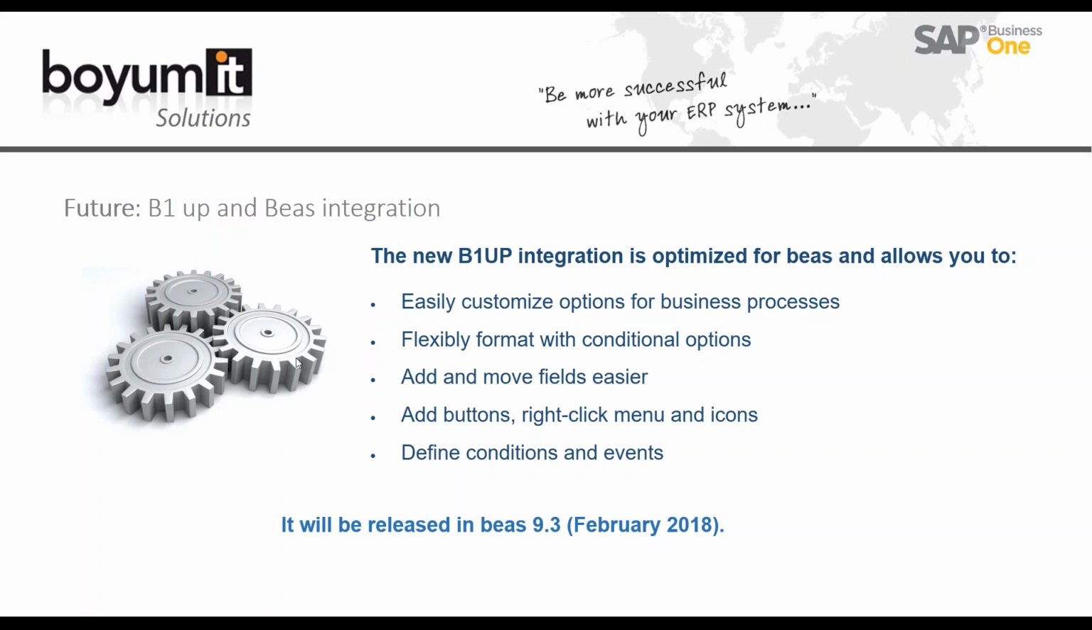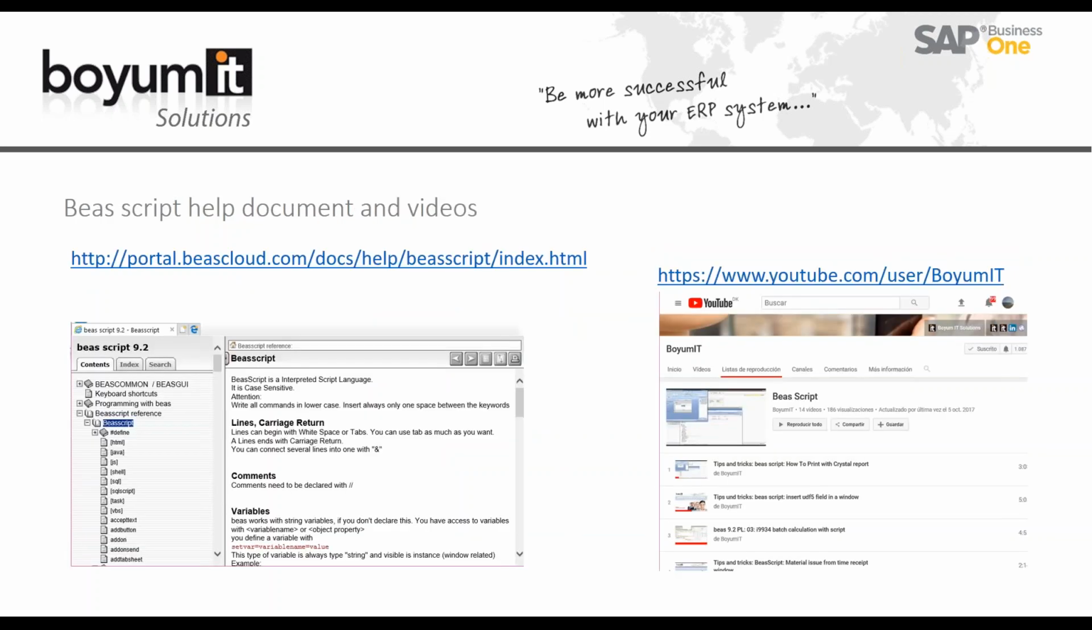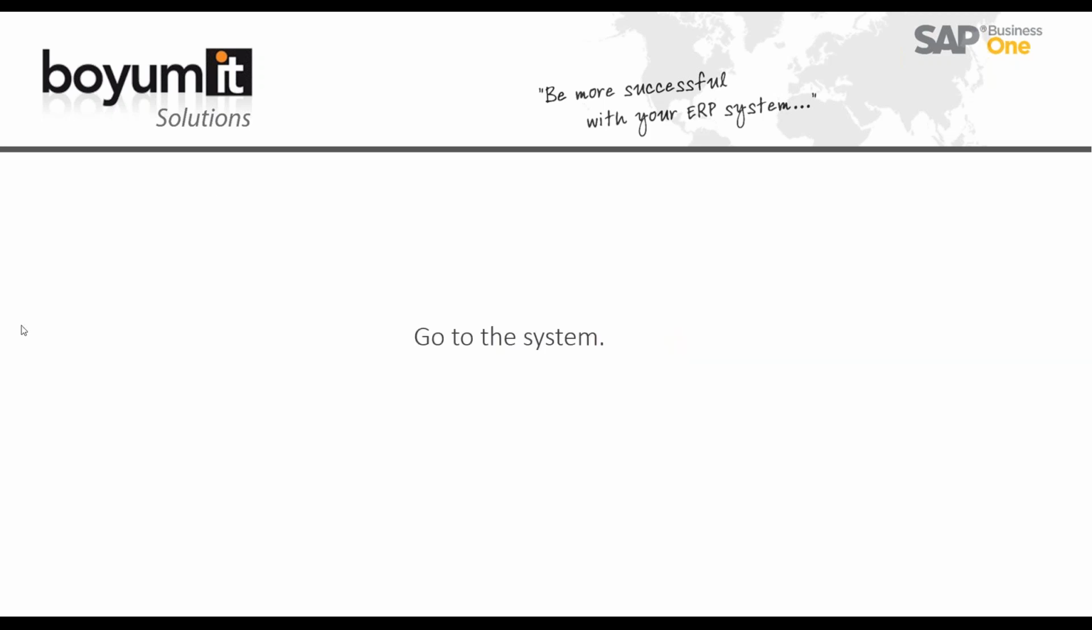It is important to use the B1 app integration with Beas in our future. You will need the B1 app license to use it. To know more about the Beas script, it is important that you also go to our Beas documentation, because any reference, any additional information, properties, or more information about the program objects are there in our Beas script help file. I also suggest you visit our YouTube channel, where you can find a list of videos related to the Beas script with some tips. So now let's go to the system to see what we are talking about.